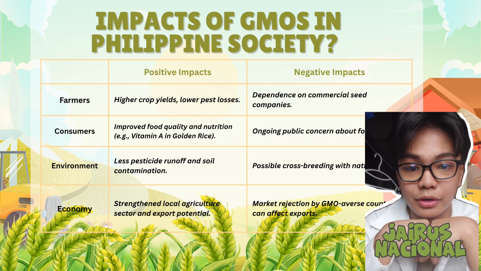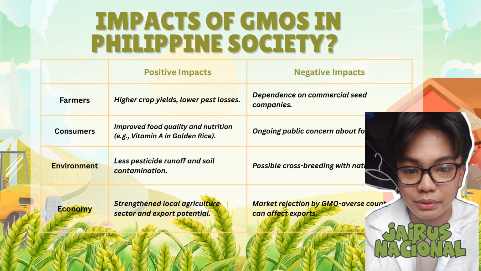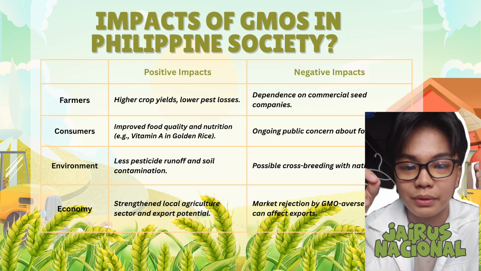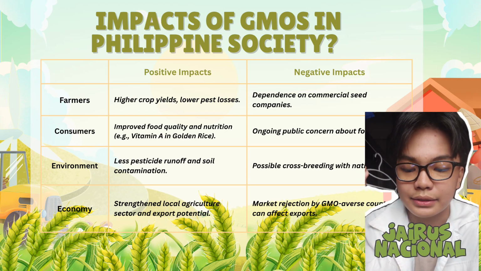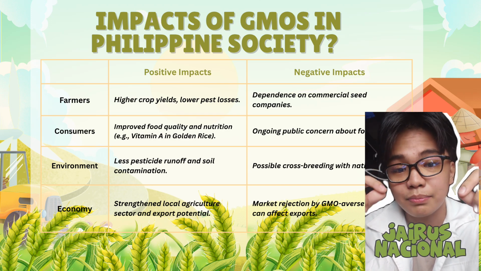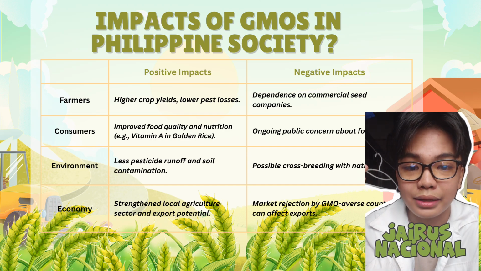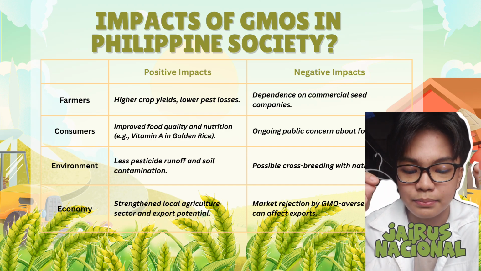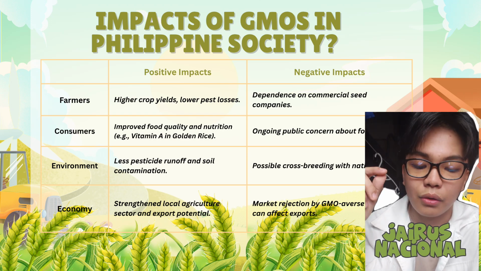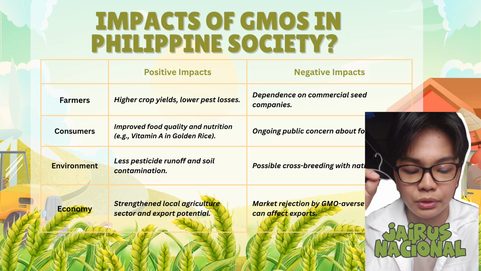So we're going to tackle the positive impacts and negative impacts ng paggamit ng GMO bilang alternative na seed. So nowadays, ang paggamit ng GMO is normal na. So sa mga farmers, they use it for less use of pesticides and higher crop yields. For consumers naman, improved quality of food, and for environment, less ang paggamit ng pesticides, less runoff of soil. And for economy, they strengthen the local agriculture sector for more export potential.